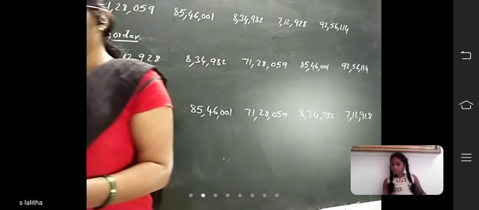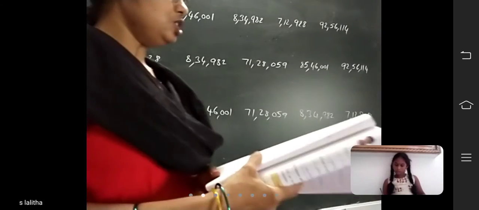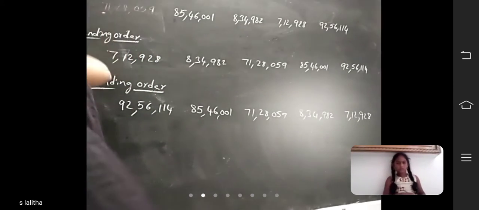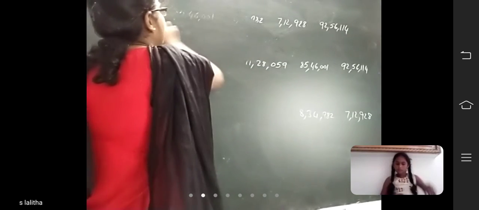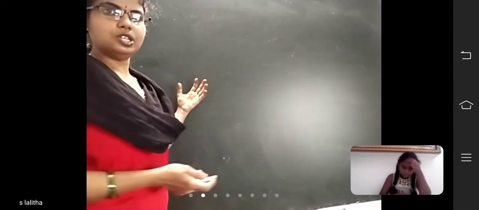Okay, next topic is in studio consecutive numbers. What are called consecutive numbers, children? Numbers that come one after the other in order are called consecutive numbers.